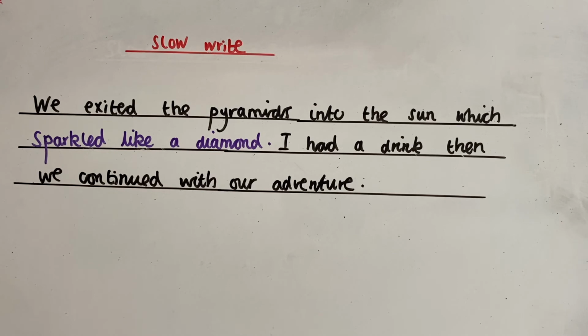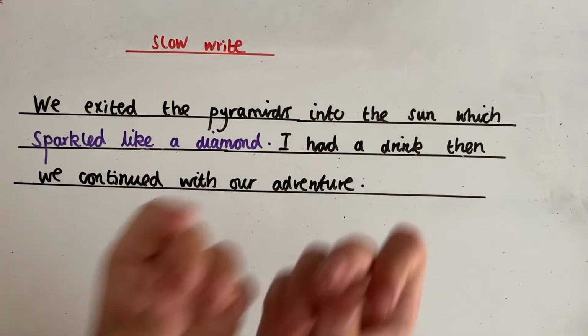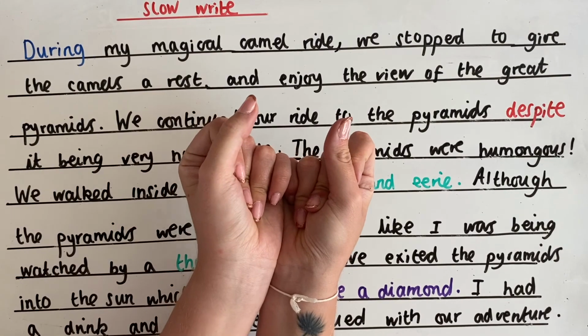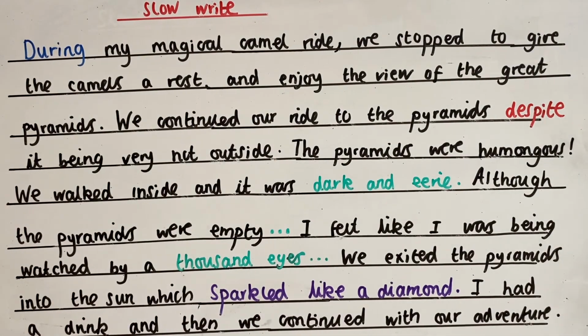Now we've used all of the features in our checklist, so let's read our work from the top and take a look at our work together. During my magical camel ride, we stopped to give the camels a rest and enjoy the view of the Great Pyramids. We continued our ride to the pyramids despite it being very hot outside.